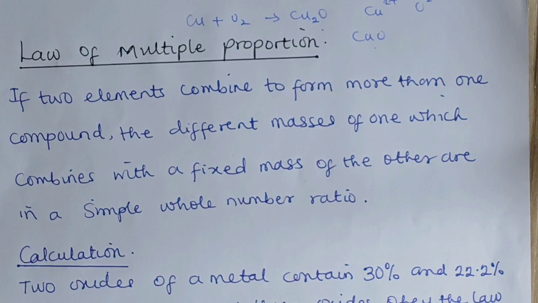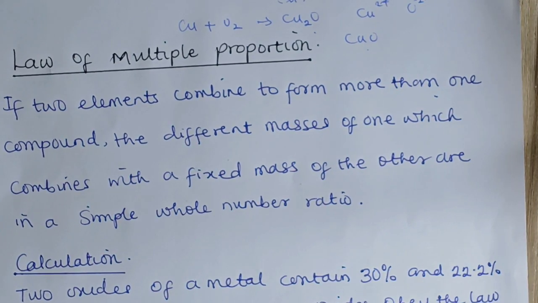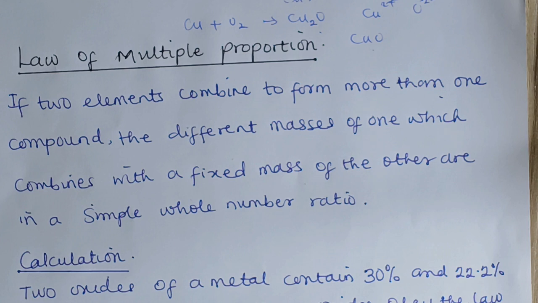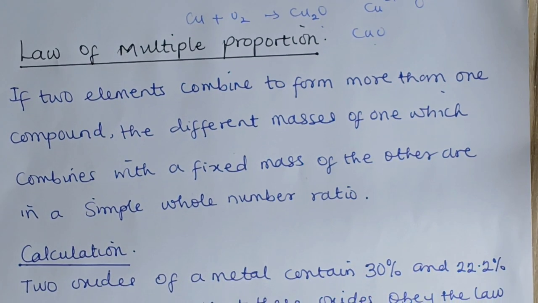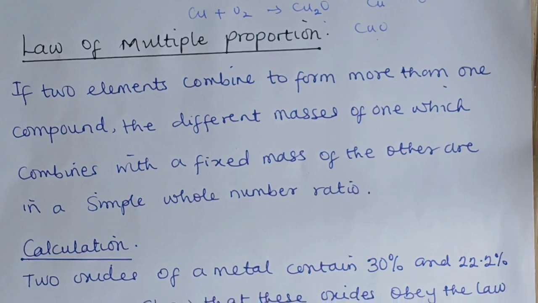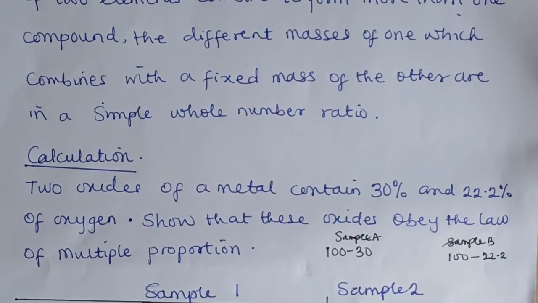Now, the law of multiple proportion says that if two elements combine to form more than one compound, the different masses of one, which combines with a fixed mass of the other, are in a simple whole number ratio. That is, the two different samples containing the same element but in different proportion or different masses are always in a simple whole number ratio. We can prove this by working out this.